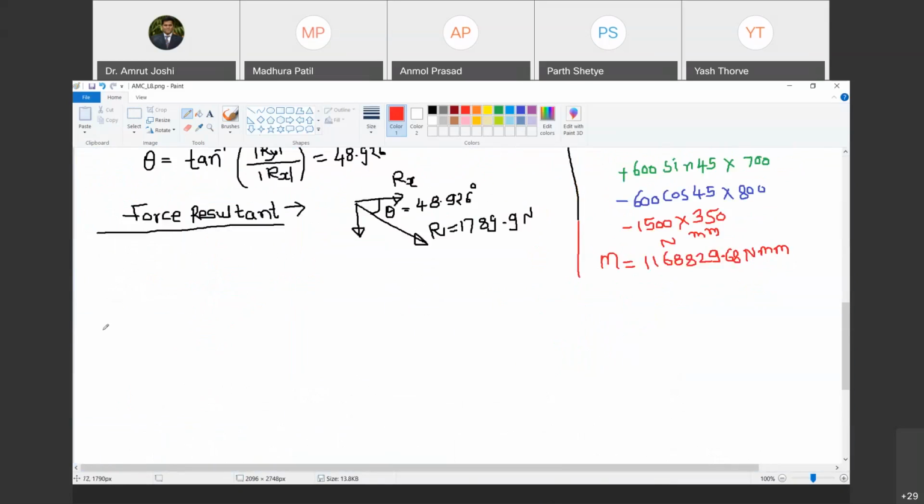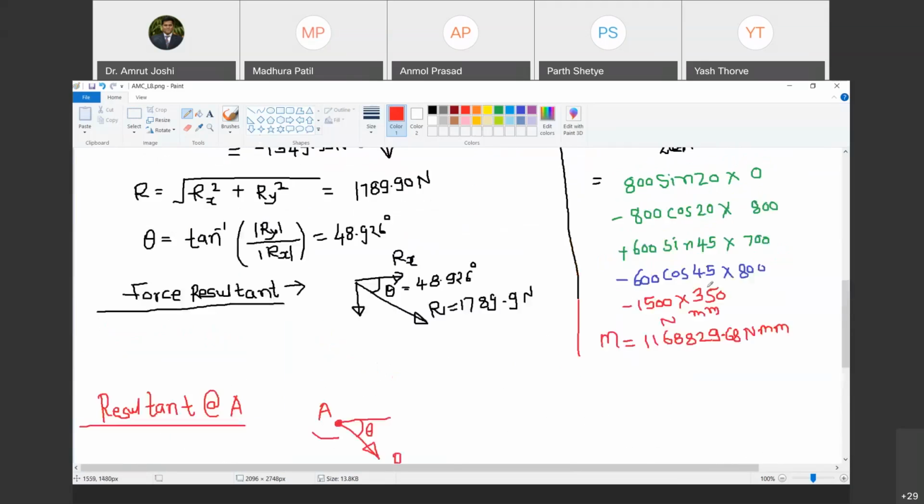So therefore, the resultant at A, कैसे लिखेंगे? देखो, I will mark this point as A. I have to mark this point as A. Then I am going to show this R. I am going to show this theta. Are you with me?